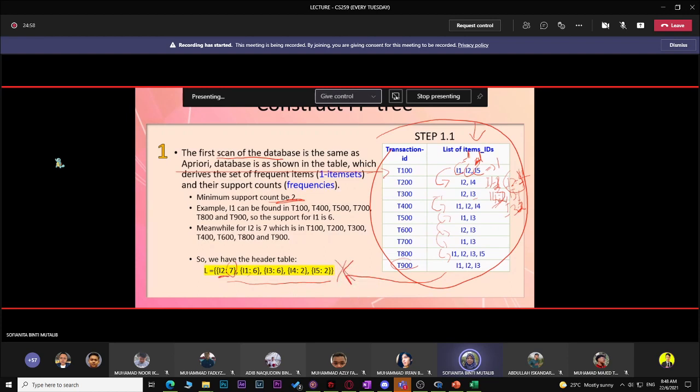Faham? Faham tak? Okay, so maksudnya you have to remember inside the header table is only those items that are more than the support count. Okay, so this will be very important because from here we want to construct the tree. Okay, and we have to retain only the frequent items. Okay, so this will be the first step of the frequent pattern growth, right?